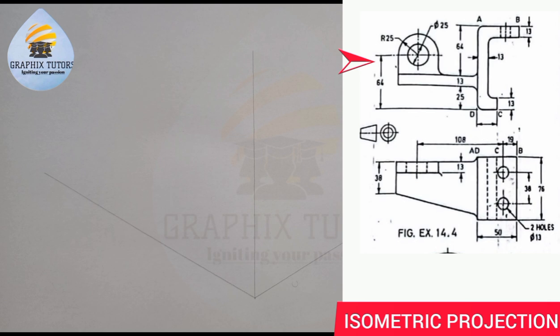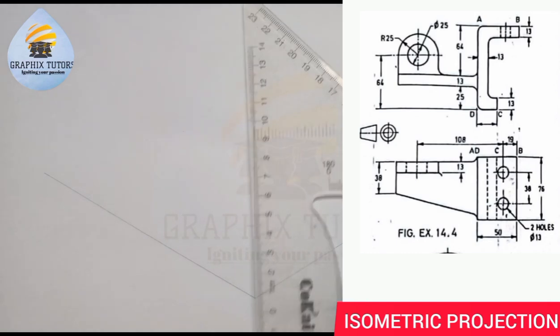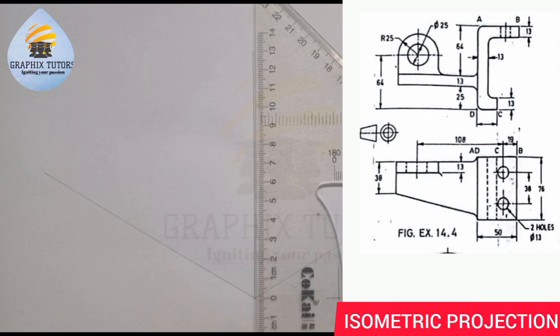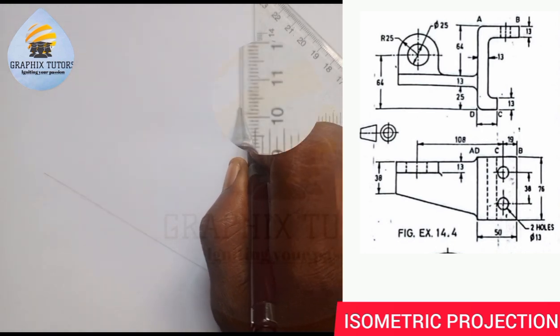Now, what is the total height? The total height here is giving us 102, right? How did I get that? This 25 here plus this 13 plus 64 will give us 102. So I'm going to measure my entire height to be 102 from this point here. So 102, and I place it this way from 0 to 102.